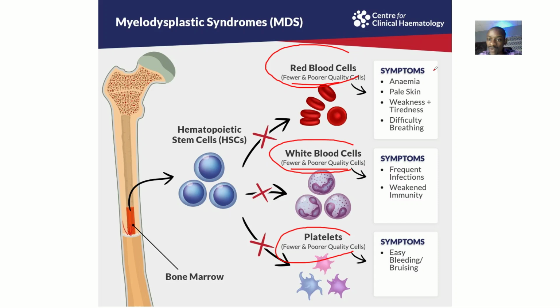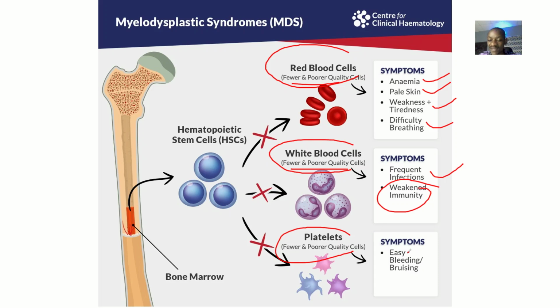If it affects red blood cells, it can lead to things like anemia. You could have pale skin. You could have weakness or tiredness. You could have difficulty breathing. If it affects white blood cells, you have frequent infections, because your immune system is suppressed or weak.